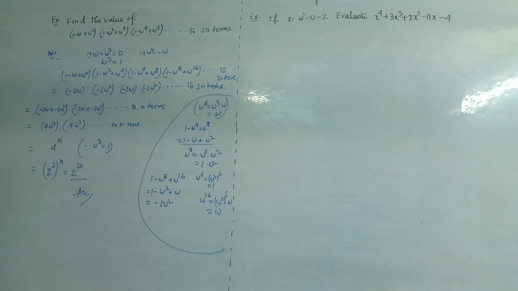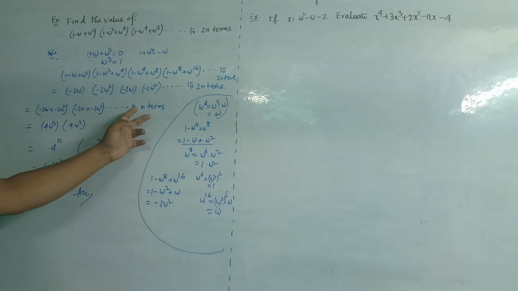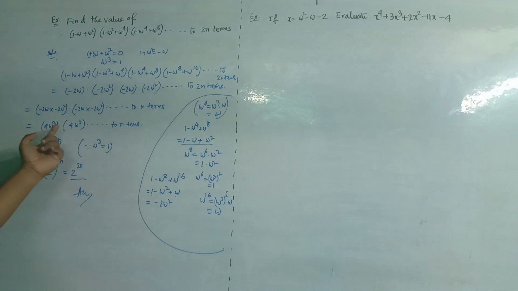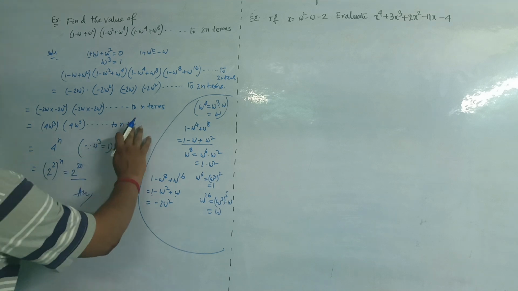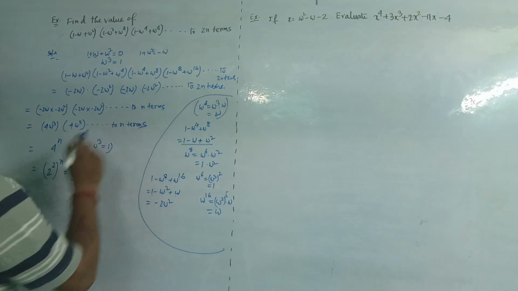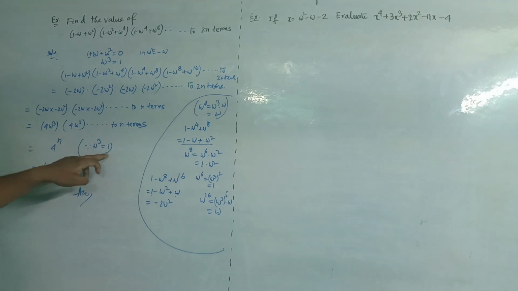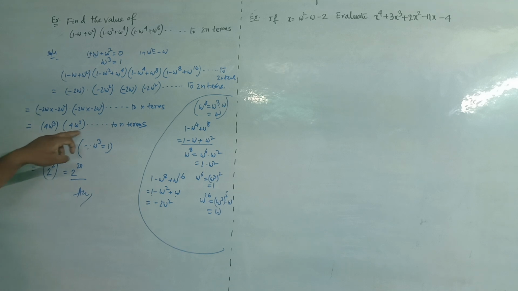It's a very simple problem. The concept is that I just apply this formula, then you will get this term. Now I take pairwise terms, so it goes to n number of terms. So 4 omega cube to n number of terms. Here omega cube is equal to 1. That's why 4 into 4 into 4 to n terms. So 4 to the power n. This equals 2 square whole to the power n.